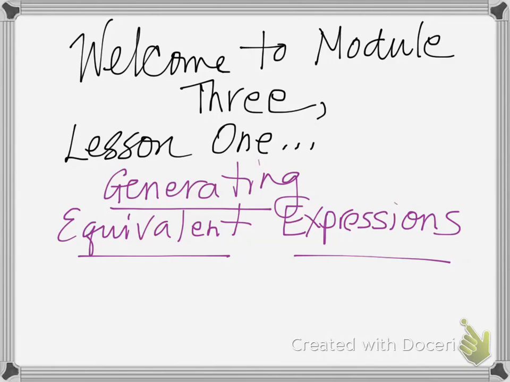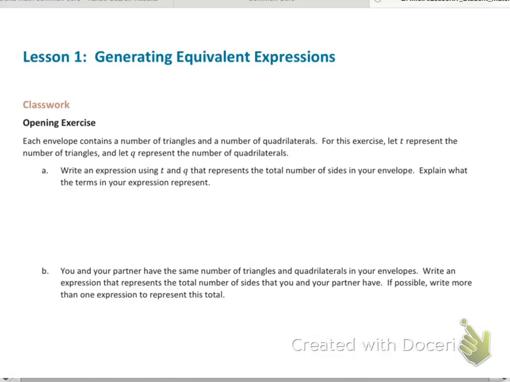Okay, so first let's see what would have been in your envelope. Actually, I'm not going to show you what was in your envelope because we need to generate some expressions first to determine the possible number of sides that would be in your envelope. So let's turn to that opening exercise. It says each envelope contains a number of triangles and a number of quadrilaterals. We need to know something about both of those.